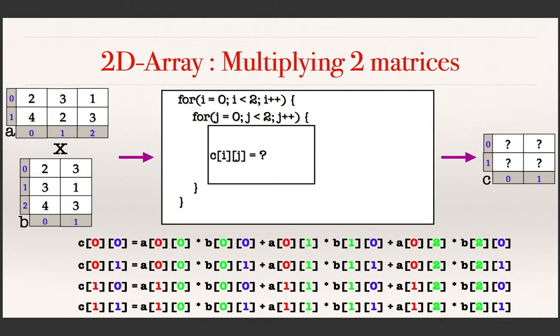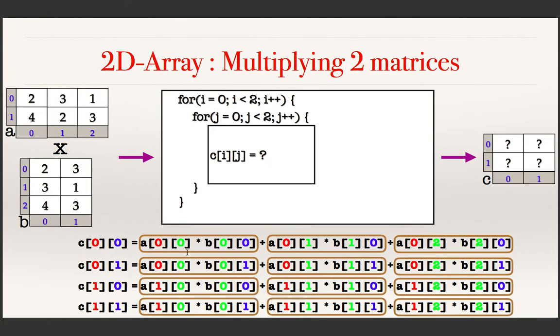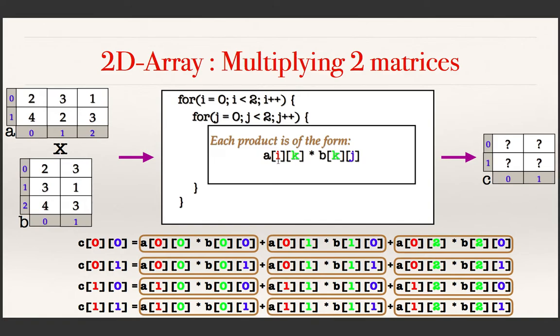So if you go deep in this, you can observe that if you look at a product, the row index of the A element is I, which is the same as this I, and the column index of the B element, which is J, is the same as this J. If you want to find Cij, it is AI0 into B0J plus AI1 into B1J plus AI2 into B2J. So what we observe is that each product is of the form AIK into BKJ. Here the I value is the same in all positions and the J value is the same.